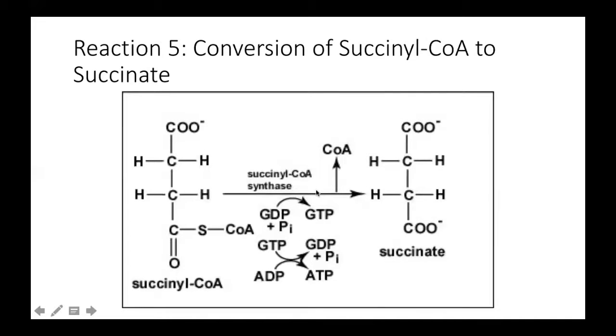Next is the conversion of succinyl-CoA to succinate. Substrate-level phosphorylation occurs here. Succinyl-CoA is converted to succinate. The energy released is used for the phosphorylation of GDP to GTP. Then GTP transfers a phosphate group to ADP to form ATP.